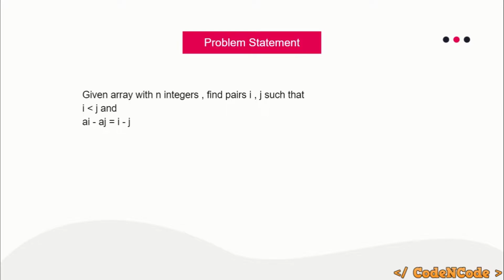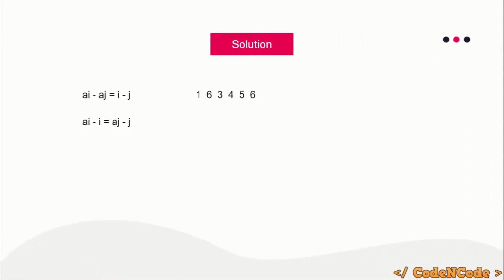Okay, so let's solve this problem. How will we solve it? As simple as this. Whenever you see this kind of problem, and I've seen two or three exactly like this on Codeforces, when you have two integers and a relation with their indices, try to pair each integer with its index. So here ai, here is i. After you rearrange, you have ai minus i is equal to aj minus j.